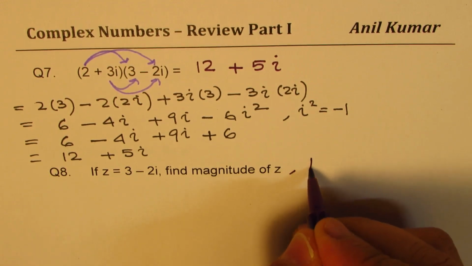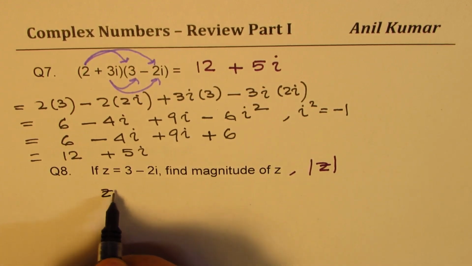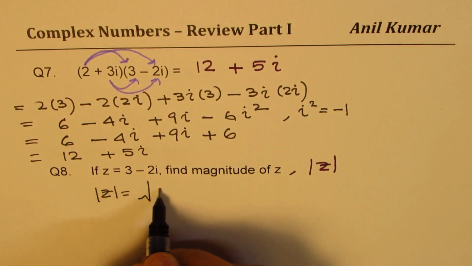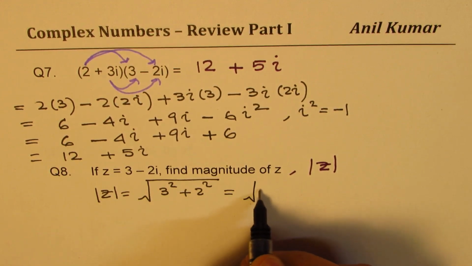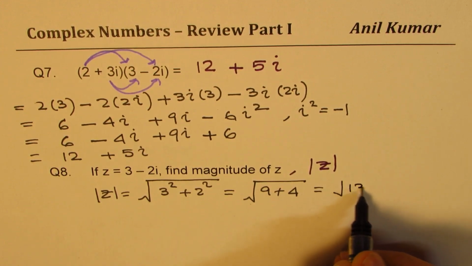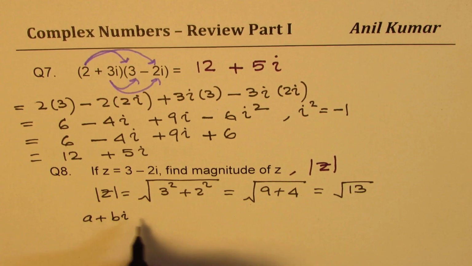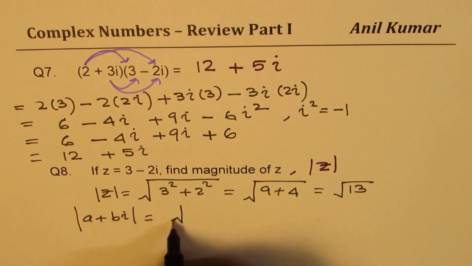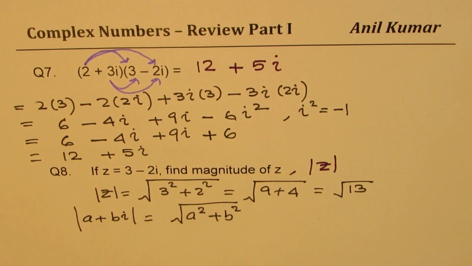So magnitude of z will be written as square root of a square plus b square. So magnitude of z is equal to square root of 3 square plus 2 square, which is square root of 9 plus 4, which is square root of 13. So in general, magnitude of any complex number a plus bi is equal to square root of a square plus b square. Correct? So that is the general rule.